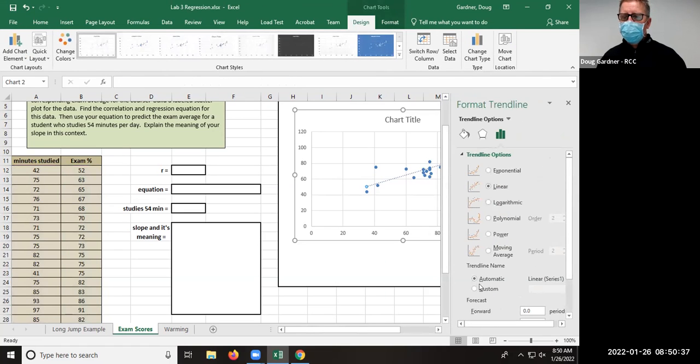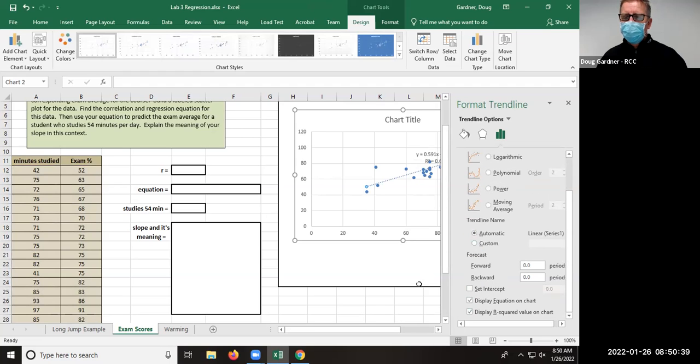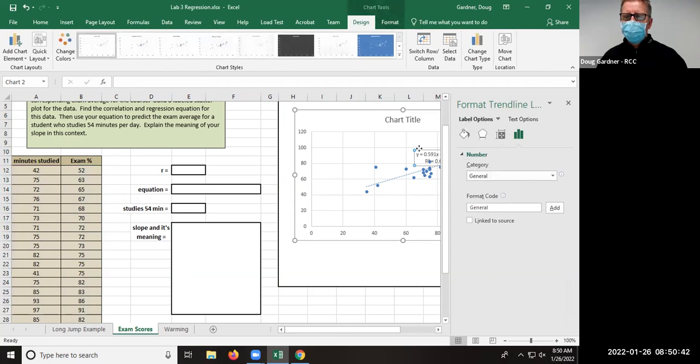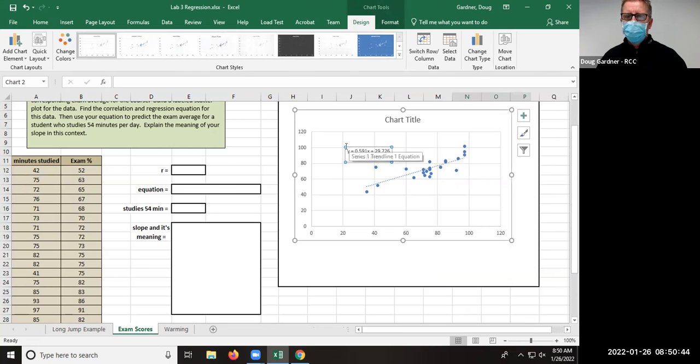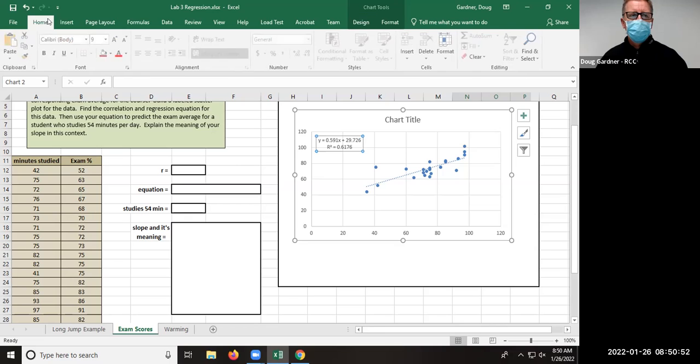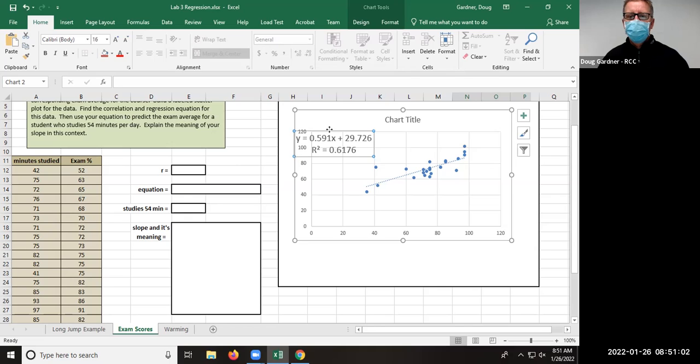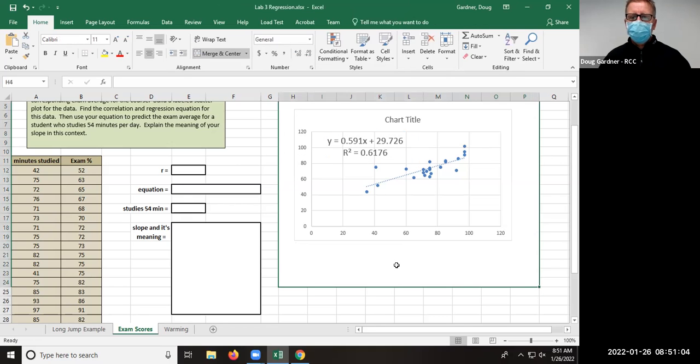When you add your trend line and your equation, did you get, make this nice and big so you can see it. If you just change the font of it. So I have it clicked right now and I'm going up here to the home screen and just increasing the font size. So again, would you agree that my slope is 0.591?